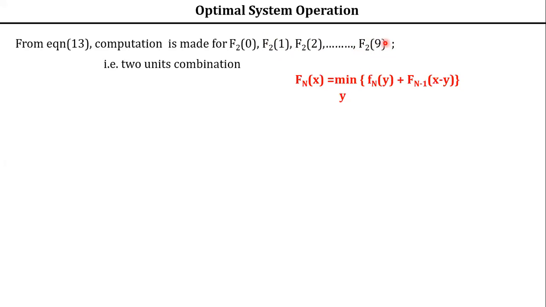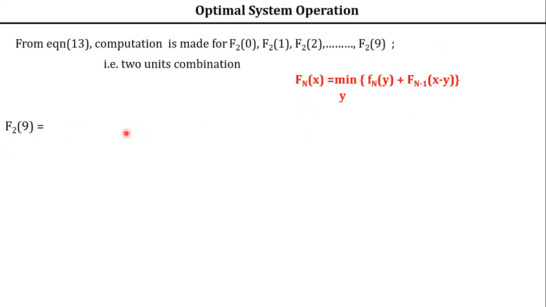So first let us calculate F29. On the same lines, you have to evaluate these things. Why am I taking F29? Because in the example, we have taken 9 megawatt as the total load. So we will take F29 using this recursive relation. Let us see how we are going to get it. Using this formula, what is x here? It is 9. And n is 2. Understood? F29, I am using it.